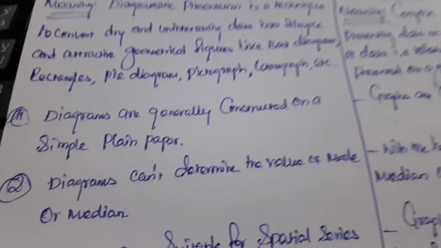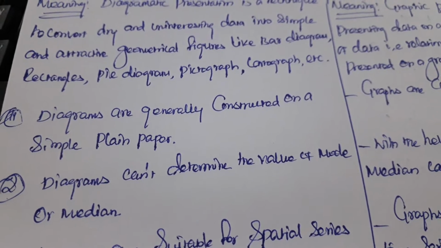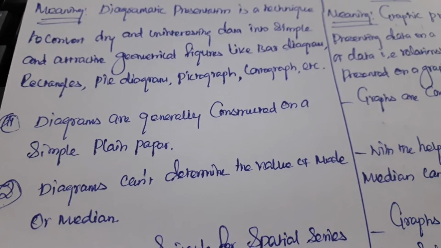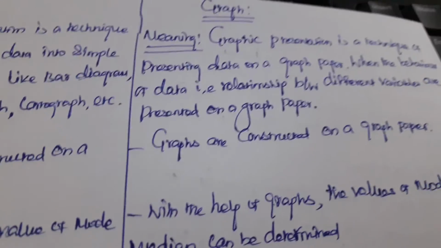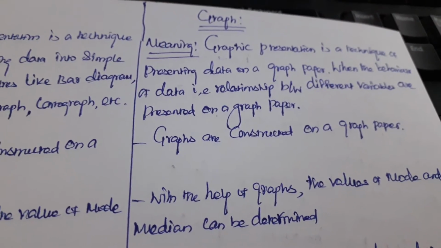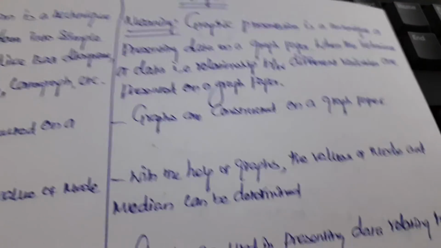Next, the difference is diagrams are generally constructed on a simple plain paper. Simple plain paper is enough to draw a diagram. Whereas graphs are constructed on a graph paper. Graphs must be presented on a graph paper only.